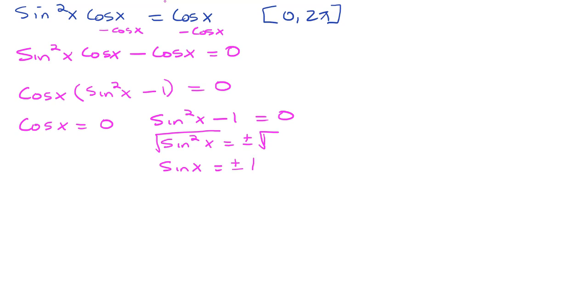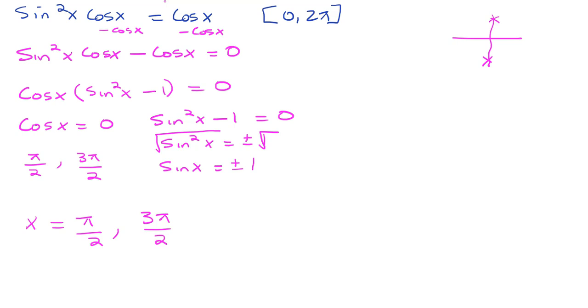So now we're going to find the values of x. Cosine x equal to 0 only here and here. So this is going to be pi over 2 and then 3 pi over 2. And then sine x is plus or minus 1, which is also at the same exact points. So we can say here that x is going to be equal to pi over 2 and 3 pi over 2 within the given interval. Okay, let's go to the next one.